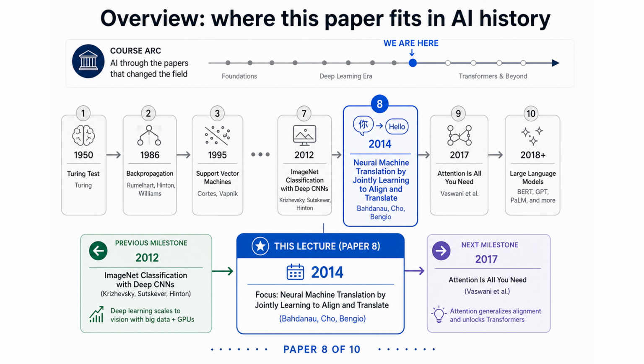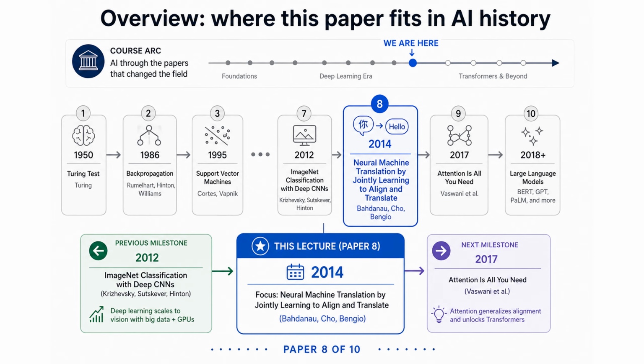This course traces the history of AI through the papers that changed the field over time. This lecture is paper 8 in the sequence, set in 2014, and it focuses on Neural Machine Translation by Jointly Learning to Align and Translate by Bahdanau et al. By this point in the timeline, the field has already moved beyond ImageNet Classification with Deep CNNs from 2012. This lecture shows what changed next and why the historical sequence matters.